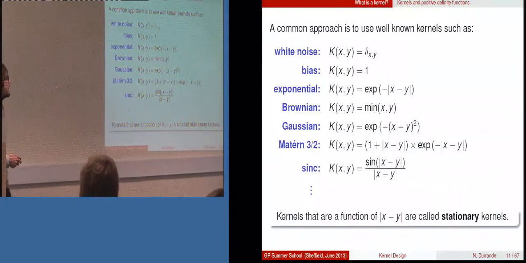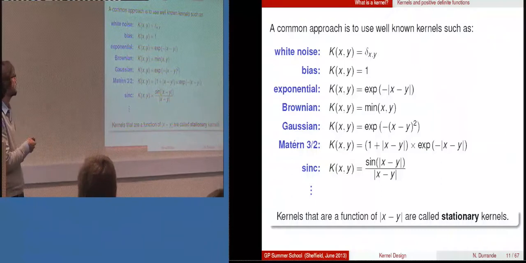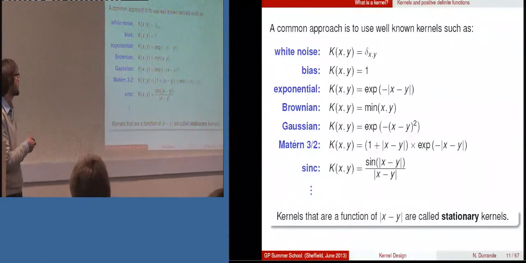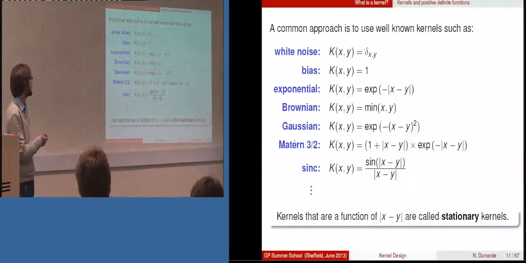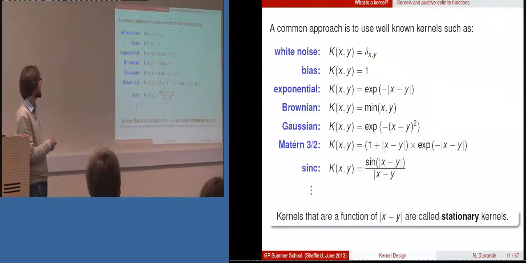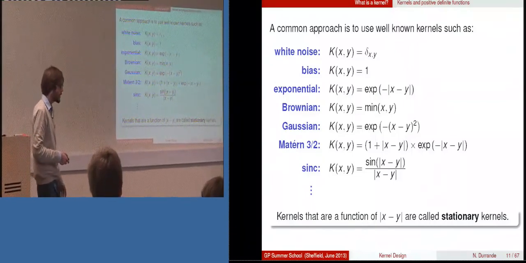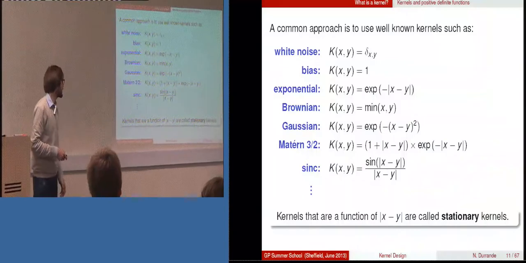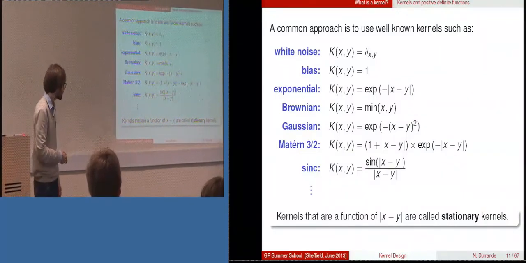So a common approach is to use well-known kernels. We've seen some this morning. The white noise, we've been using it during the tutorials. The bias is just a kernel equal to a constant, also positive semi-definite. The exponential kernel we've been talking about this morning. The Brownian kernel, Gaussian, squared exponential, and so on and so on. The Matérn kernel, the same kernel. There's a huge list if you start to dig into the literature, and you'll find many covariance functions.